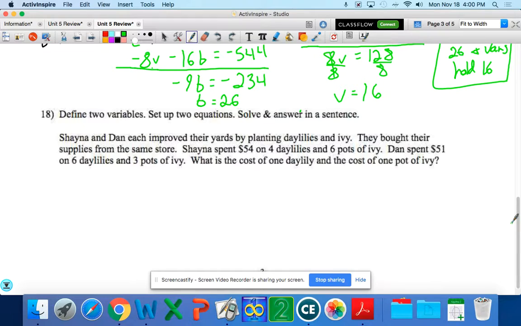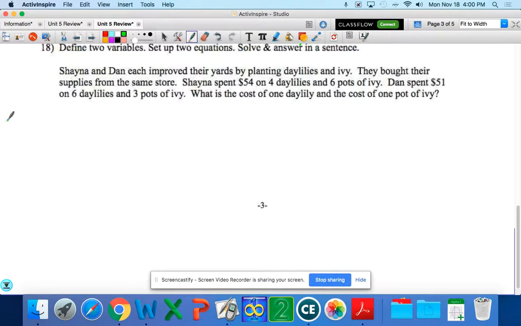Number 18, very, very similar. Okay, so they're each in their yards. They bought them from different supply stores. She spent $54 on 4 daylilies and 6 pots of ivy. He spent $51 on 6 daylilies and 3 pots of ivy.